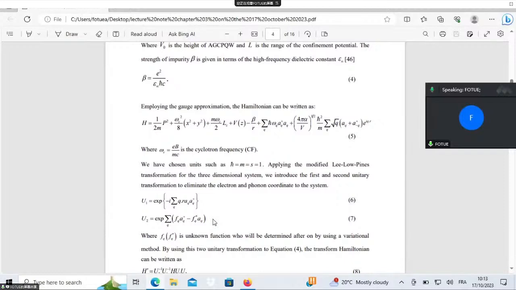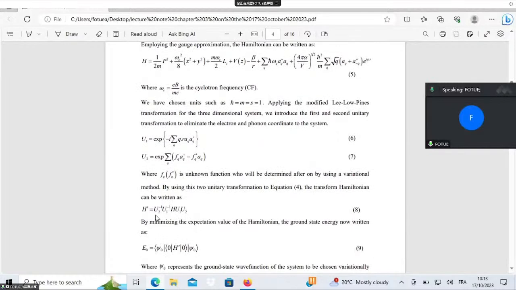So by using this U1 on all terms of equation 5, and on the result we use also U2, this unitary transformation is used in this form. For this H, for example, we apply on the left U1 minus 1, and on the right U1. And on the obtained result, we apply also U2 minus 1 on the left, and on the right U2. This means that we apply the first and the second unitary transformation. And after applying them to this Hamiltonian, we now need to obtain the ground state energy.